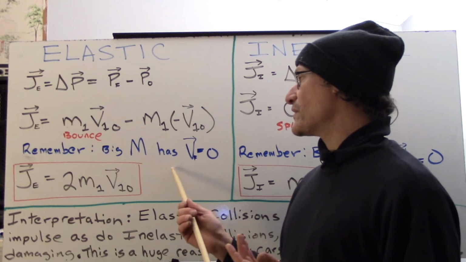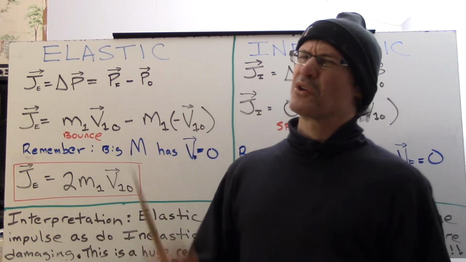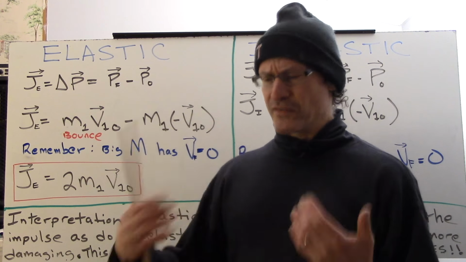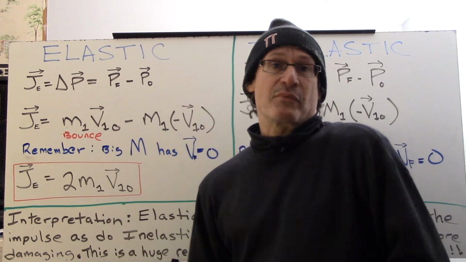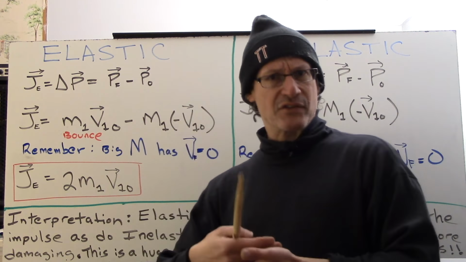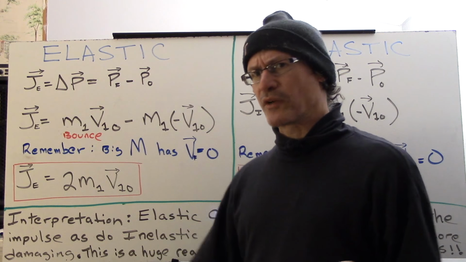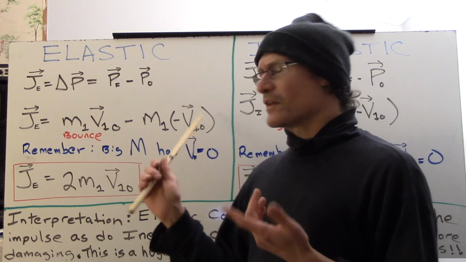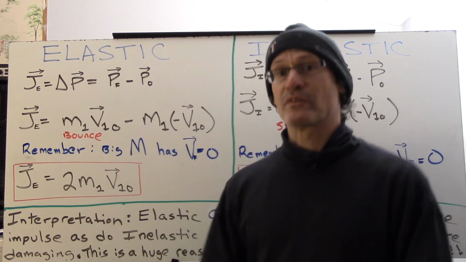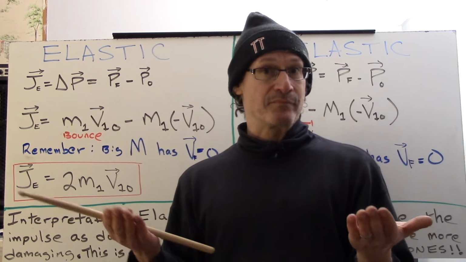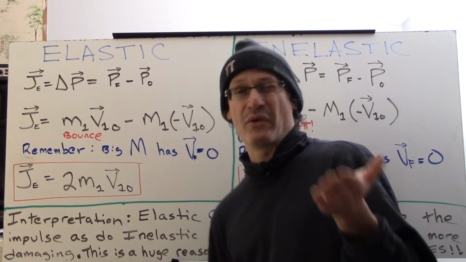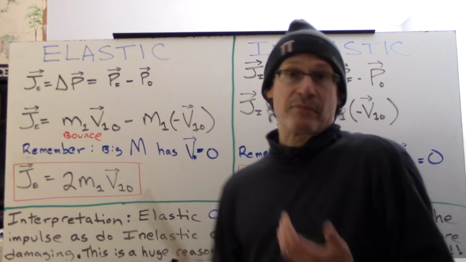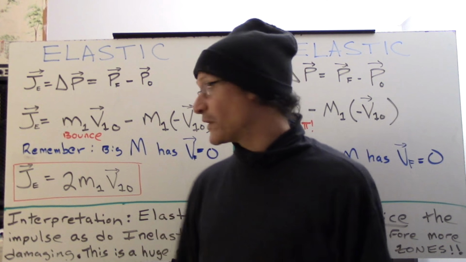Remember, big M has v final equal to 0. It's so huge it didn't even budge. It's kind of that immovable force. So we're going to imagine that it's so huge, or in the case where it's a wall, the wall is fixed to some kind of foundation perhaps. A wall, though, would violate in this case the conservation of momentum, because conservation of momentum really means that you have no external forces. So that's why I just consider this big M to be so huge that it's the same thing as almost an immovable object. Very, very close to it.